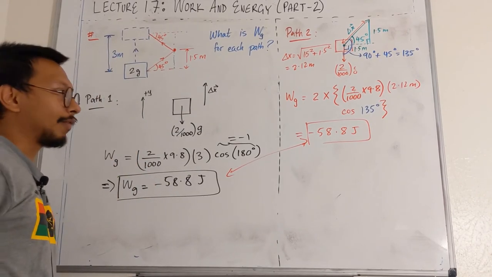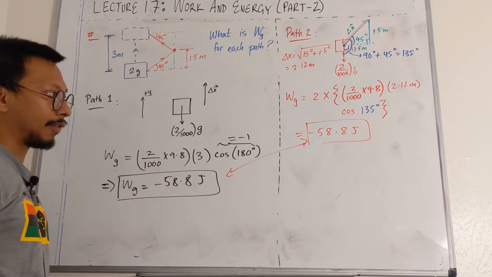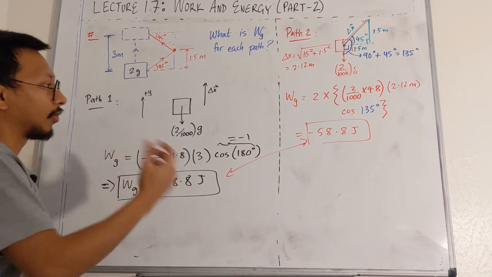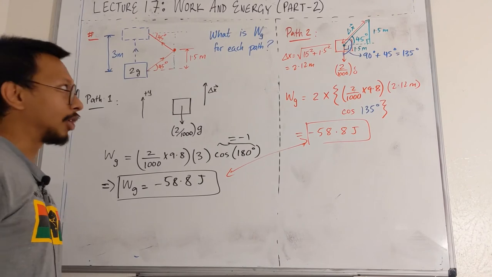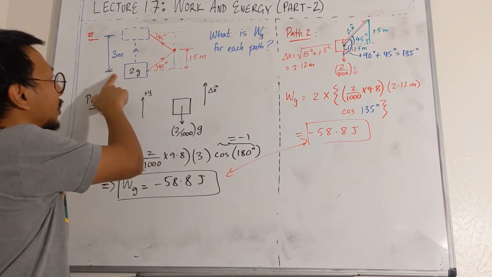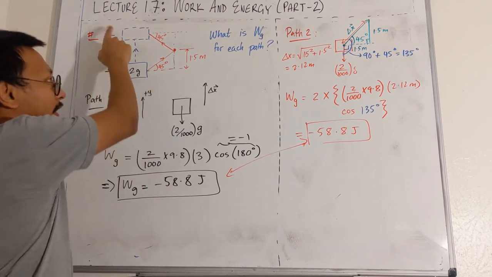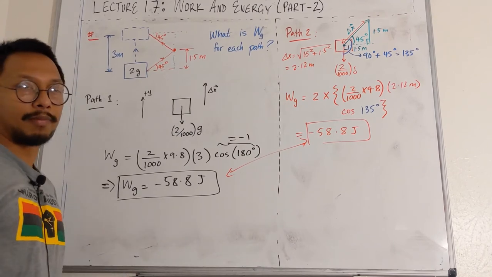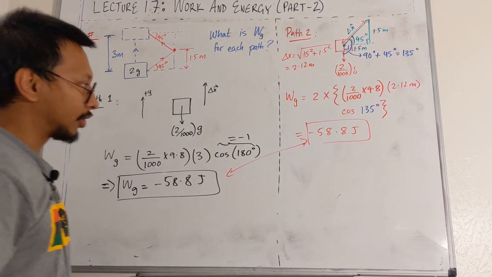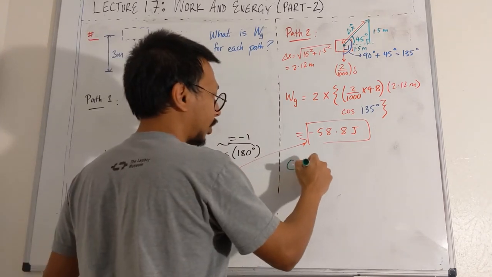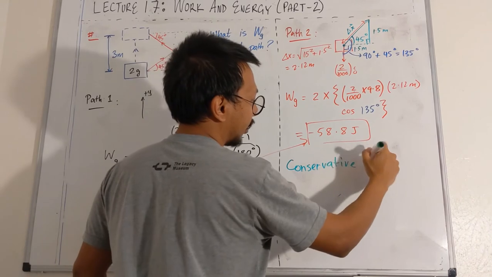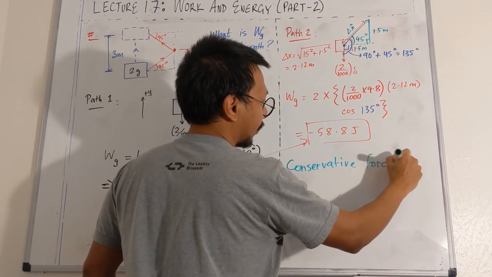This shows that gravity is indeed a conservative force, so the work done by gravity is path independent. You can choose any path to go from the same initial point to the same final point, but you will end up with the same work done by gravity. And these kinds of conservative forces have an energy associated with them.